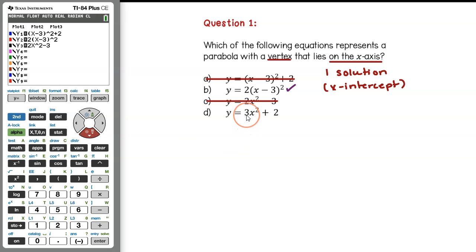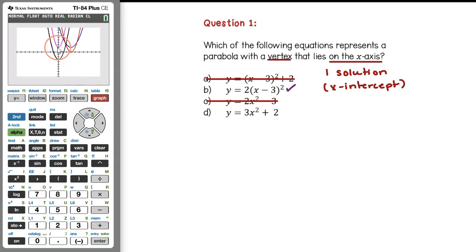Again, our A value is positive 3, so this will be a parabola opening upwards. The B value is also 0. There is no middle term here. And our C value is positive 2. That means that our y-intercept for this last answer choice should be positive 2. Let's take a look. We've got 3x squared plus 2. Graphing it, I see a parabola opening upward. There are no real solutions this time, no x-intercepts, and the y-intercept, as expected, is located at positive 2.